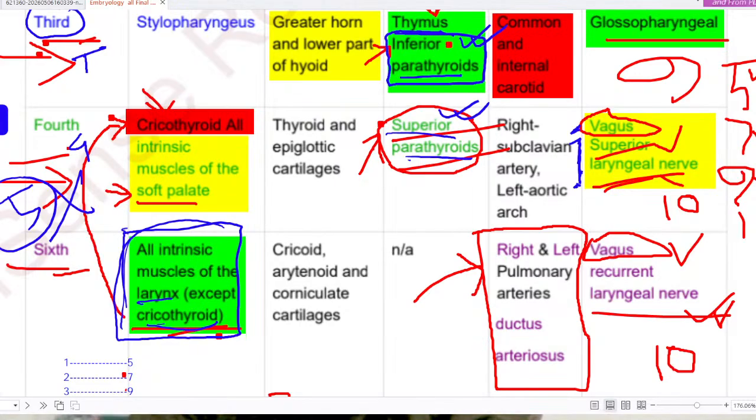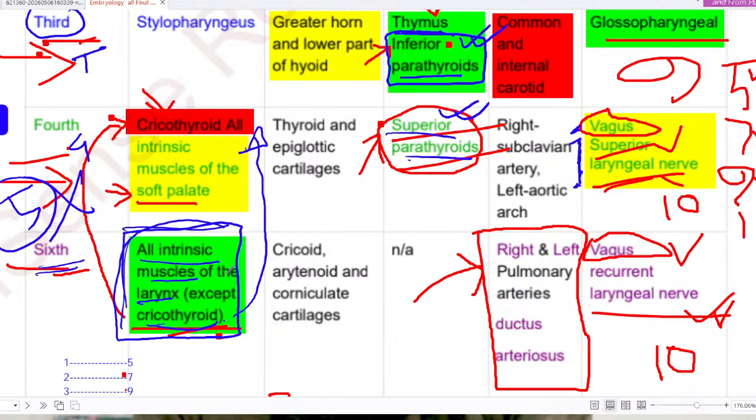You have to read that part: tongue muscle and then nerve supply. Anyway, from the sixth pharyngeal arch, all intrinsic muscles of the larynx develop except cricothyroid, because cricothyroid develops from the fifth. So this is also an exam question. Cricothyroid developed from where? Just one minute. Cricothyroid developed from the fourth, and the nerve is the vagus nerve, and recurrent laryngeal nerve.